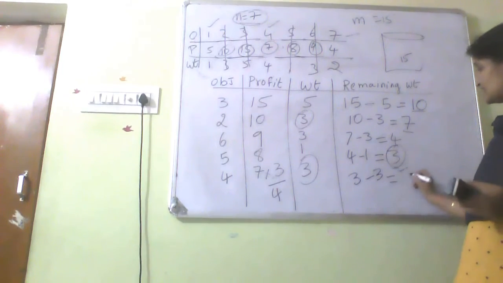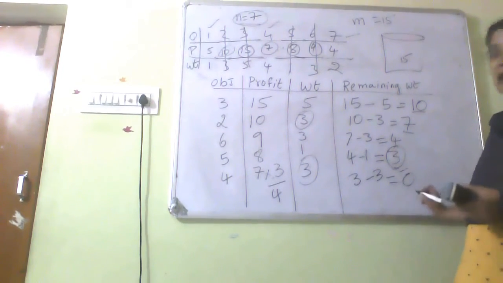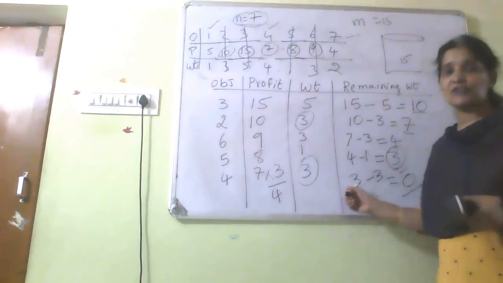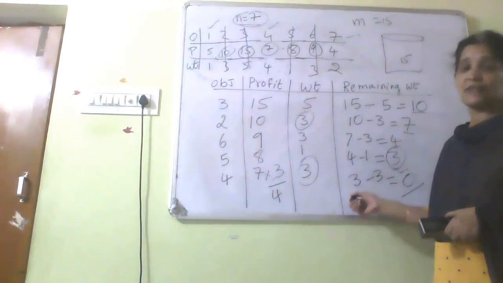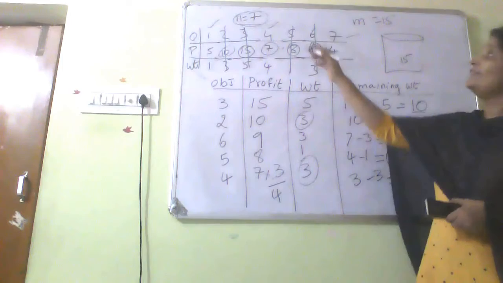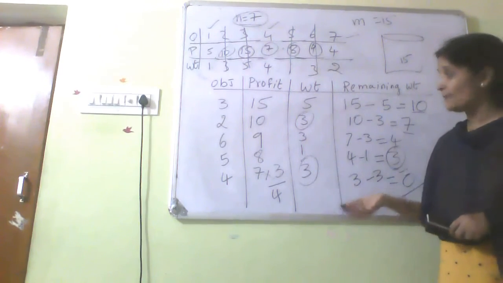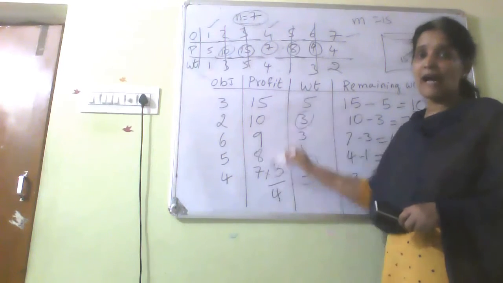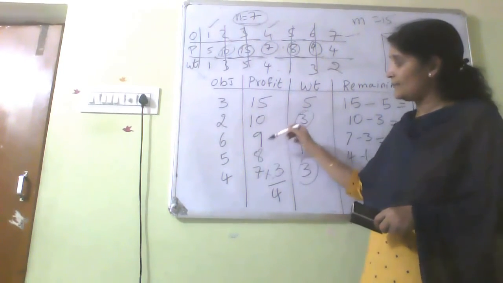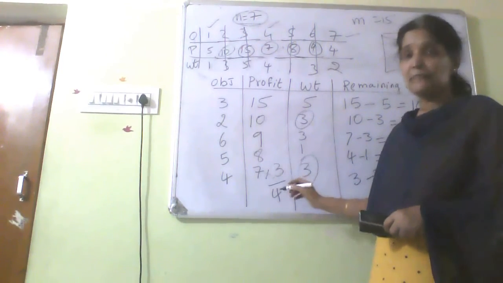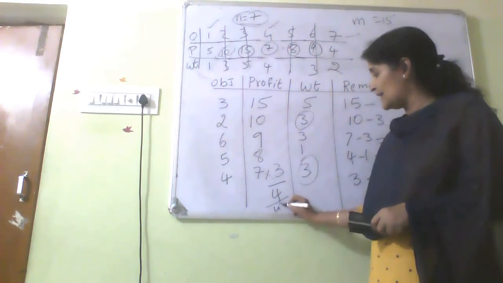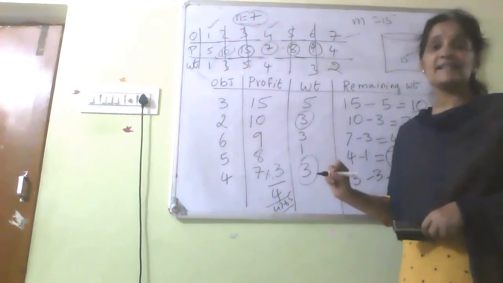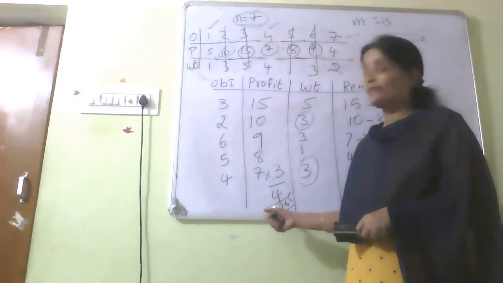Now 3 minus 3 is becoming 0. Now it is 0. The meaning is the capacity of the bag is reached. It is 15 kgs is reached now. So we have to stop. We cannot place any other items into the bag now. So if you add all this, 15 plus 10 plus 9 plus 8 plus 7 into 3 by 5, you are getting the value like 47.65. This is our maximum profit, what we are getting.